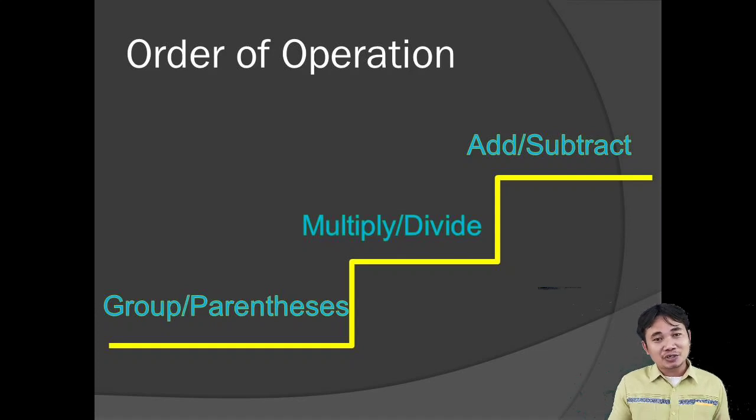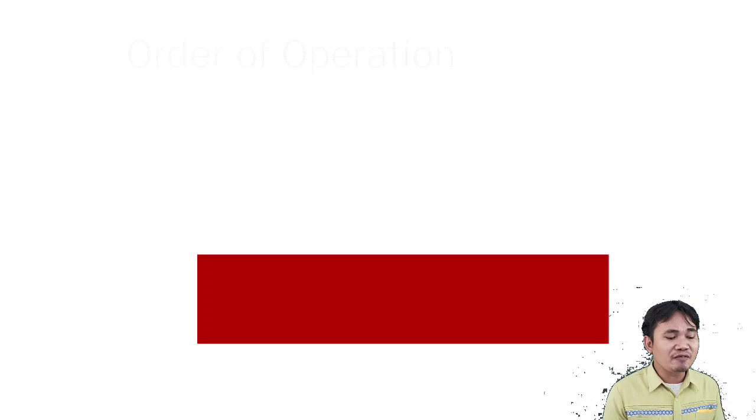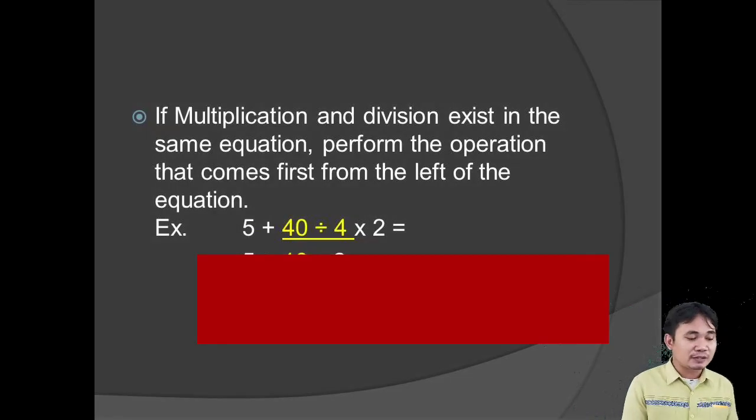Kung anong operation ang nauuna sa left side. Kapag nag-i-exist ang the same operation, for example, multiplication and division in the same equation, kung ano yung nauuna in the left side, kailangan siya yung maunang i-perform. Next, or the last step, will be the addition or subtraction. The same principle applies: kung ano yung nauuna sa left side will be performed first. Okay, so let's have an example for this.